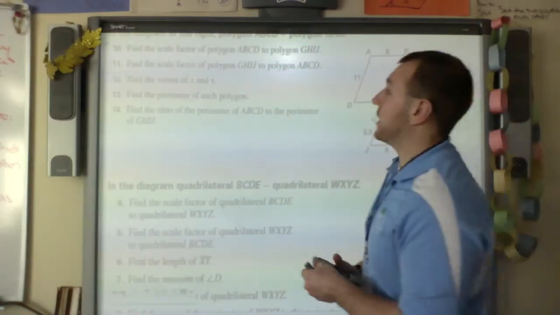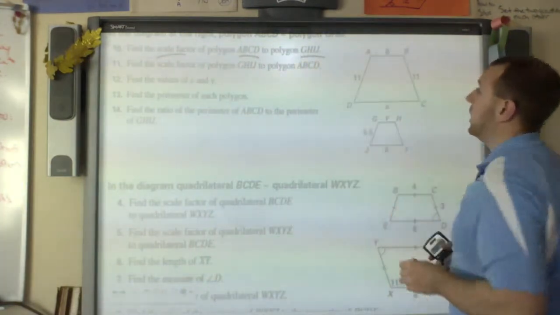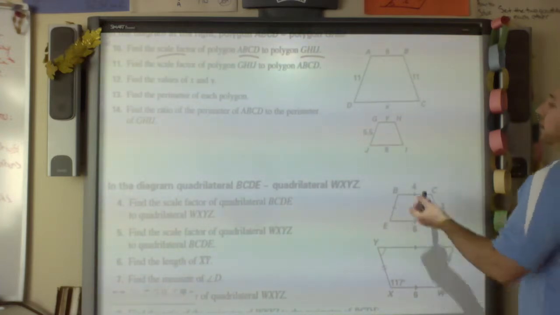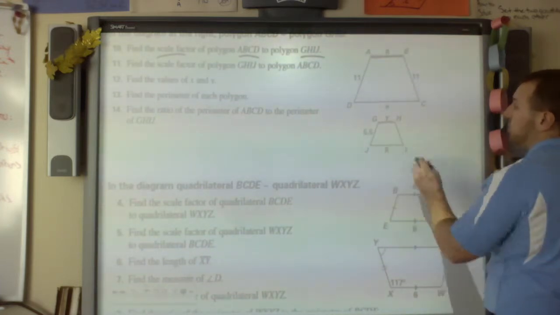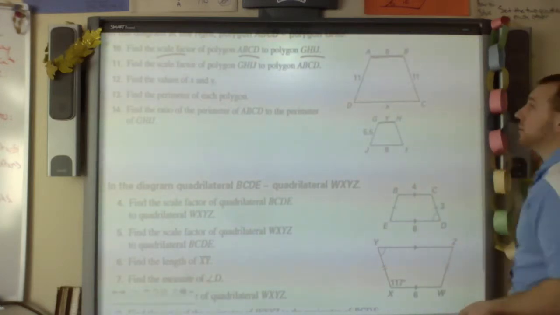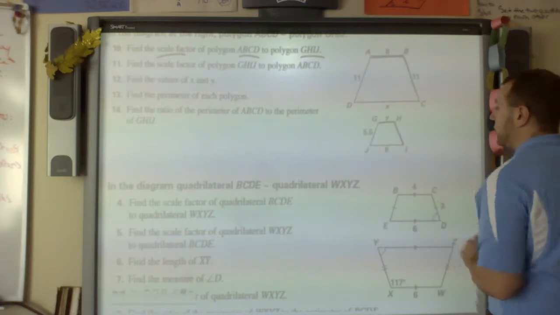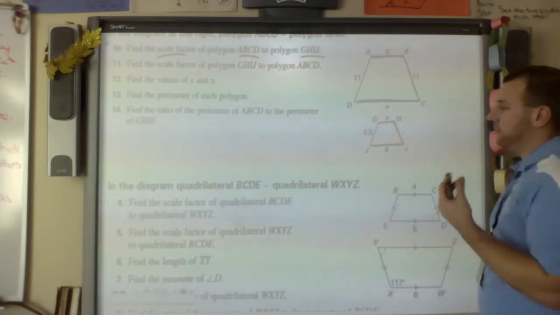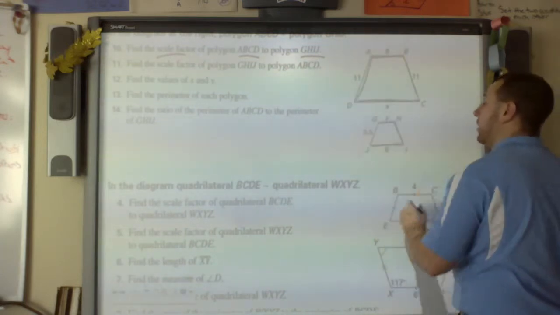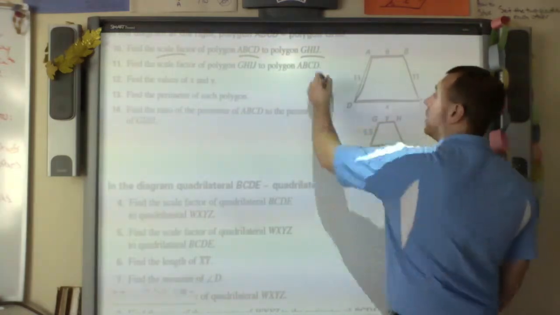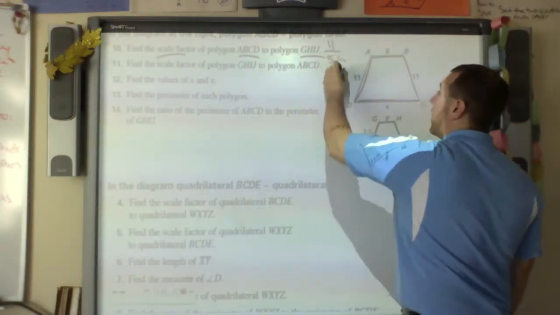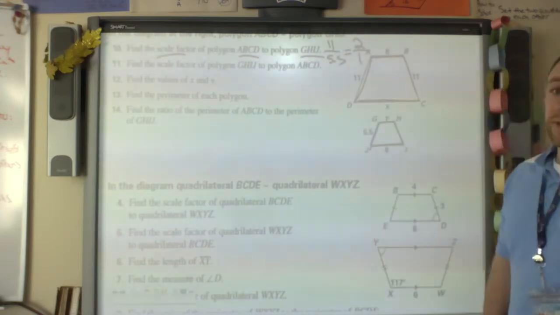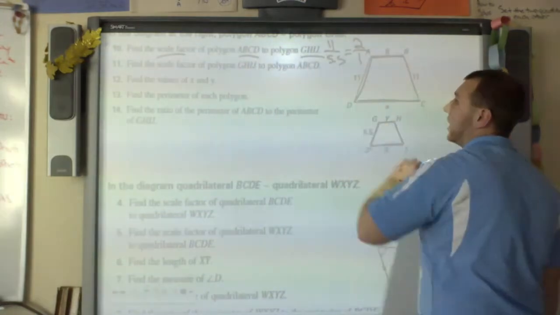So to find the scale factor from ABC to GHIJ, you have to find sides that match up that I know. Well, AB is going to match up with GH. Well, that's 8/y. I can't do that one. BC and HI, I don't know. DC is x/8. That's not going to help me. Well, 11/5.5. I would reduce that down. That's really 2/1. That's the scale factor of ABC to GHIJ.